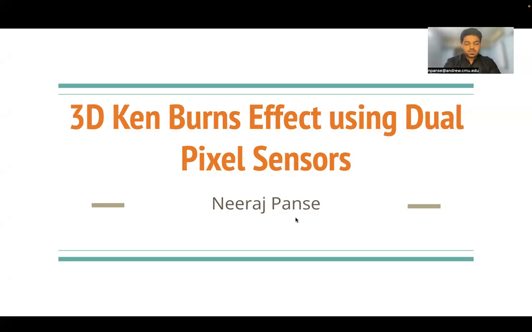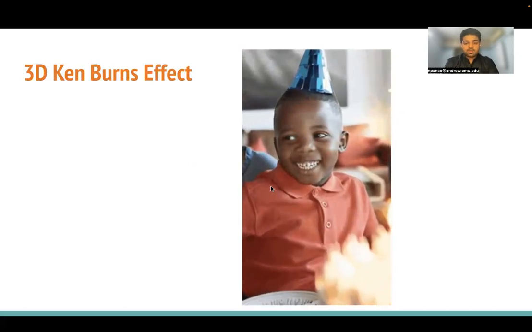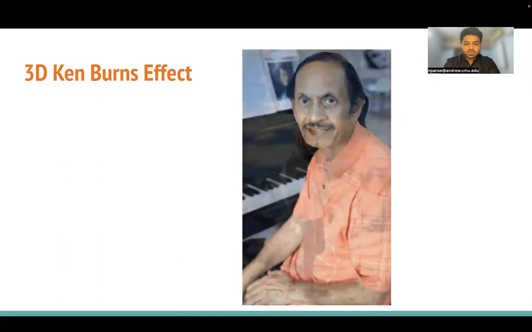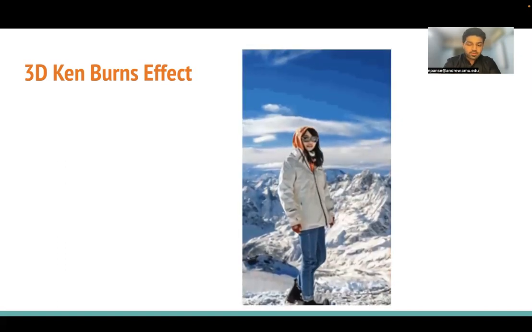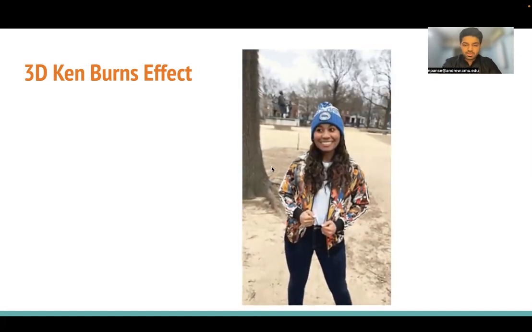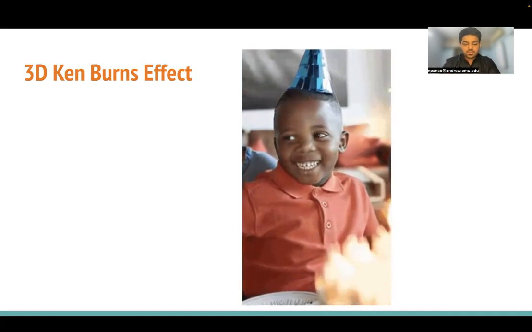Hi guys. So I'll be explaining my project, the 3D Ken Burns effect using dual pixel sensors. So what is a 3D Ken Burns effect? The 3D Ken Burns effect is an effect in which, by a clever use of pan, tilt, and zoom, you kind of focus on an object and move closely towards it to give the user a 3D experience.